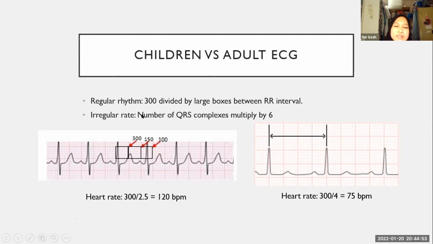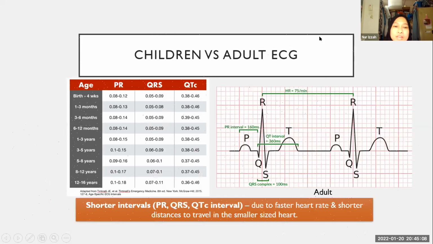For an irregular rate, we can count the number of QRS complexes and multiply by 4. In the normal ECG strip, we usually use 25 millimeters per second, and the voltage is 10 millivolts. Okay, the second difference is the shorter intervals, so we can see the PR, QRS, and QT intervals.